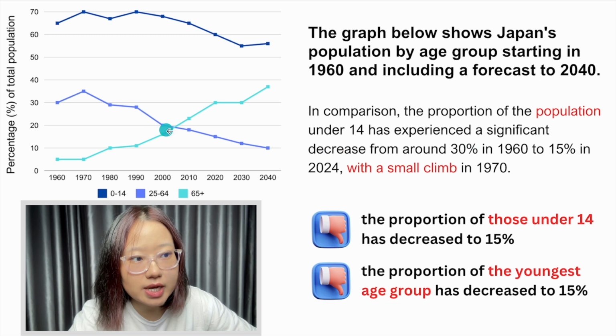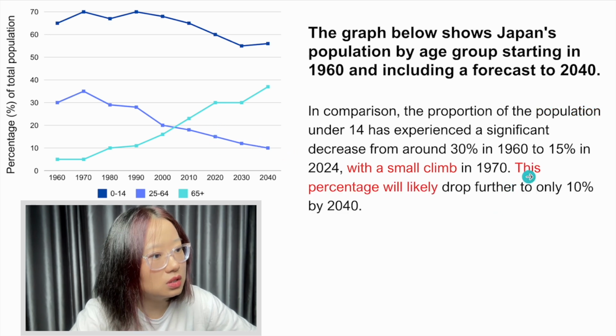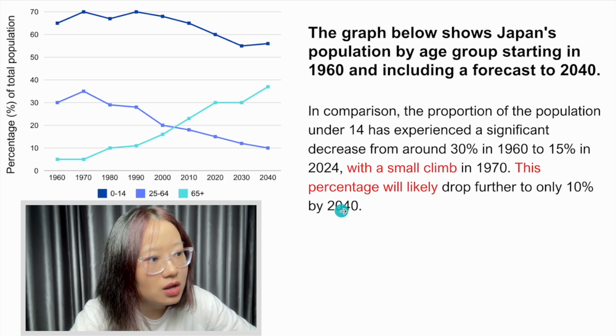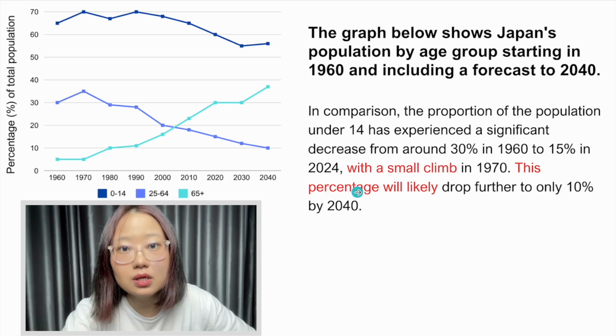Now let's add projections. There is absolutely nothing special in the future, right? The percentage will just keep decreasing. So this percentage will likely drop further to only 10% by 2040. I know I used this percentage again. It really doesn't matter. It's okay to use an expression a couple of times.